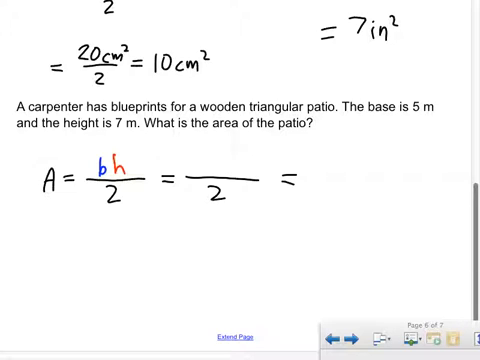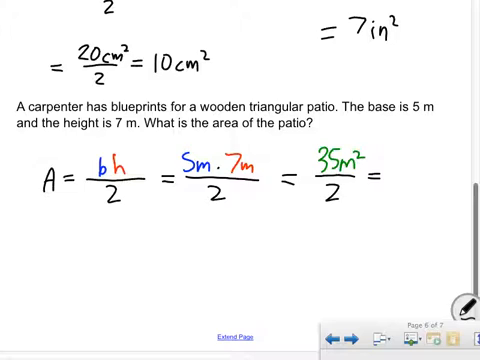So, quiet please. Excuse me. So our base was 5 meters. And we're going to multiply that by my height, which is 7 meters. And you told me that was 35, but it's 35 what? What are my units going to be? Meters to the second power. Thank you. And then we still got to divide all that by 2. What's 35 divided by 2 going to be? You can make it a mixed number. That's correct. You can do that.